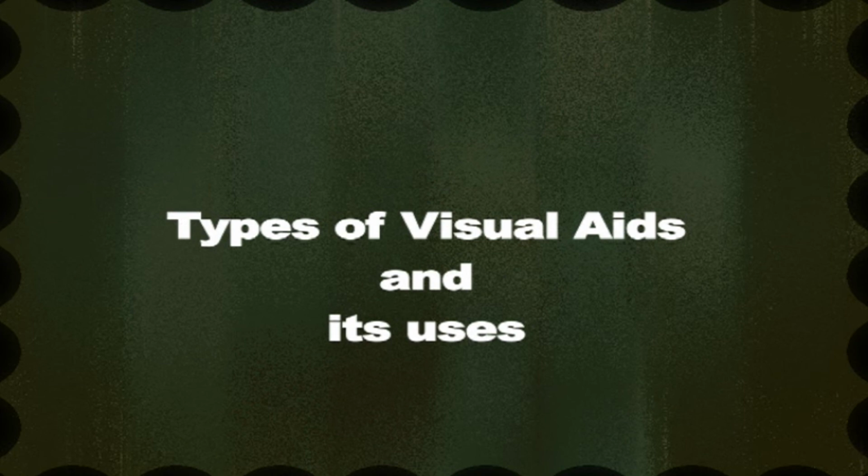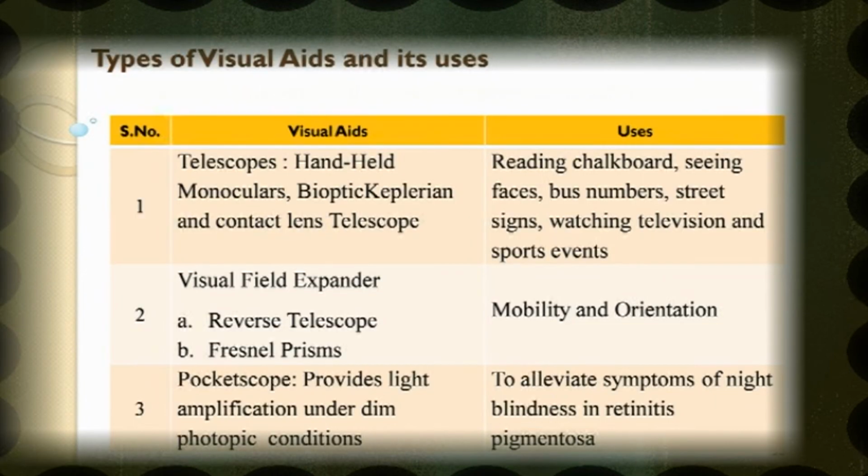Let us see the types of visual aids and their uses. The types of visual aids and their uses are telescopes, handheld monoculars, bioptic, Keplerian and contact lens telescope. Uses are reading the chalkboard, seeing faces, bus numbers, street signs, watching television and sports events. Visual field expander, reverse telescope, Fresnel prisms: the uses are mobility and orientation.